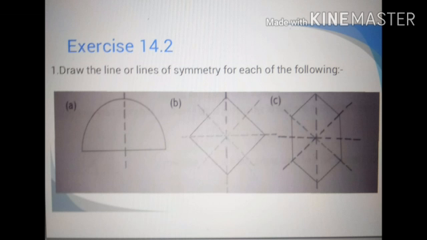Now let us see question number B. In this shape, we can draw 4 lines of symmetry, one in vertical position, another one in horizontal position, and the other 2 in the middle. So 1, 2, 3, 4. 4 lines of symmetry can be drawn. Now in C you see, we can draw how many lines of symmetry? 1, 2, 3, 4. So in the shape C, we can draw 4 lines of symmetry. Now D and E, you try to do it by yourself.